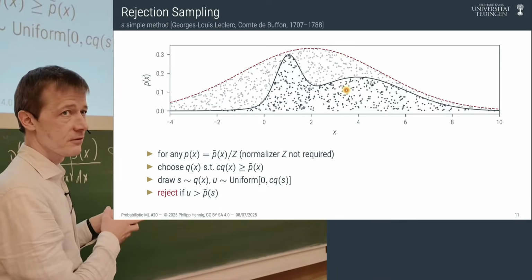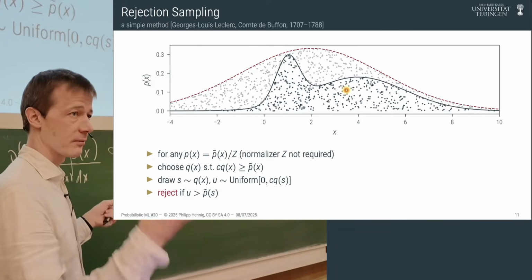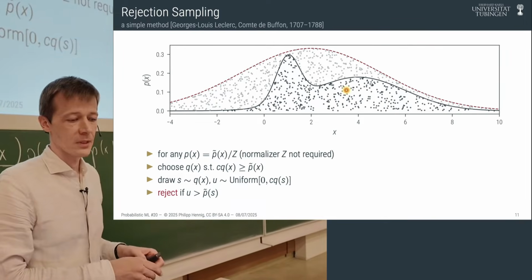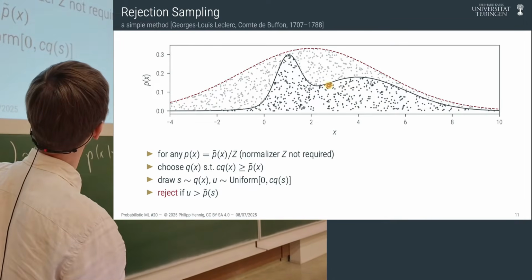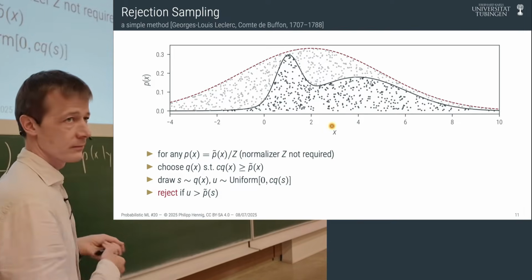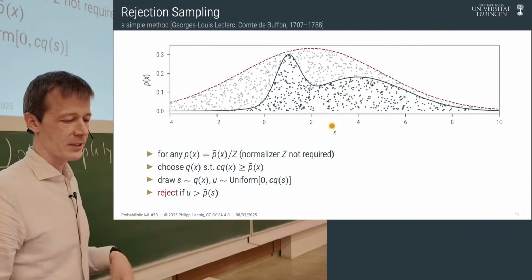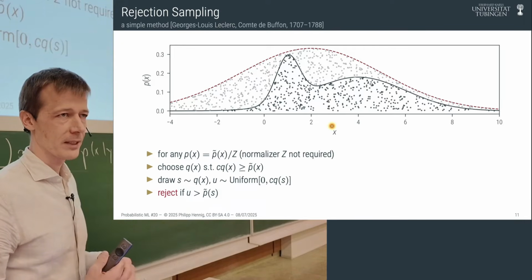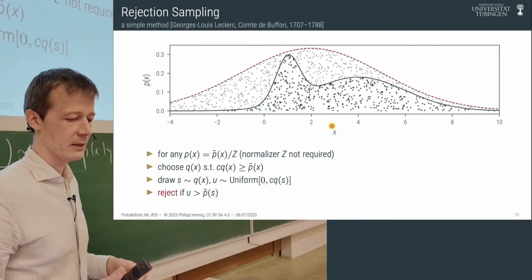If it's above, we just forget about this sample. We just throw it away. We never touch it again. And if it's below, we keep it. So this is visually what's happening here, right? I've drawn every point on this plot. For every point, I check whether it's above or below the black line. When it's below, I keep it. Those are the black dots. When it's above, I throw it away. Those are the gray dots.